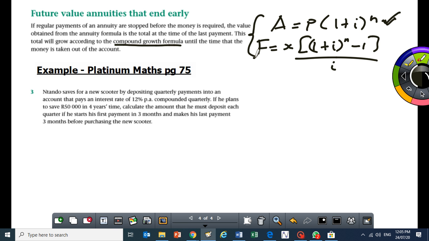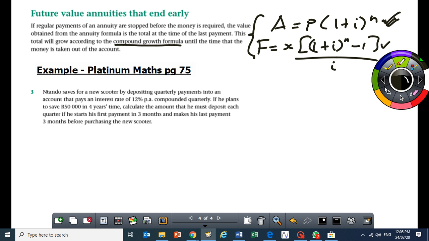So this question is not like your normal future value annuity, but it has got both this in it and that in it. So you need to take note of this.